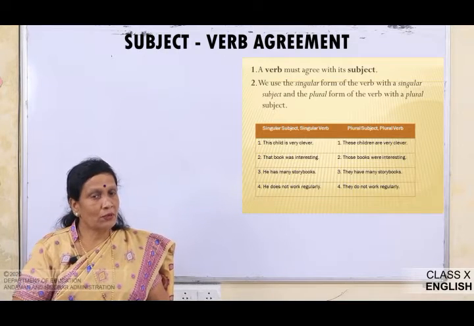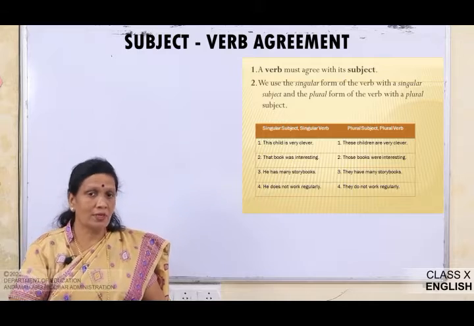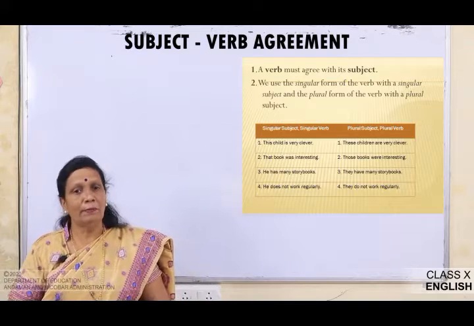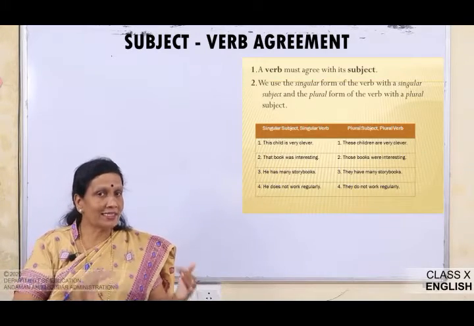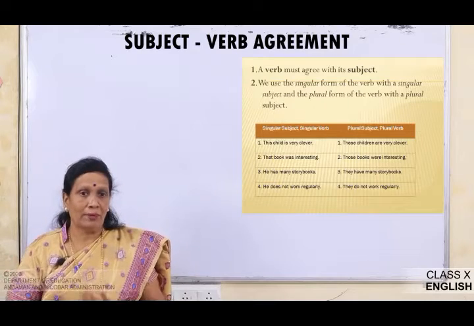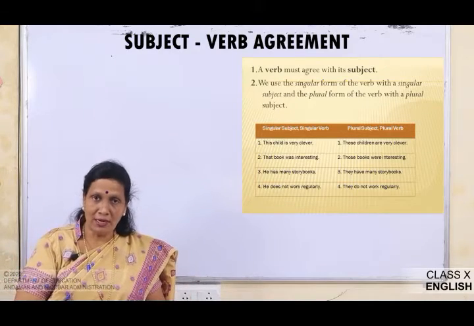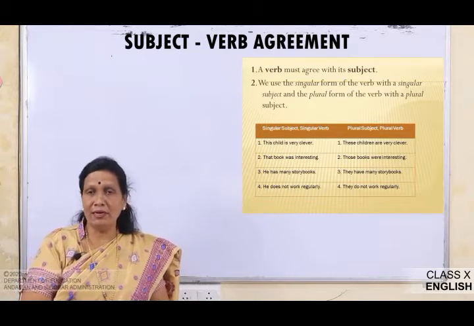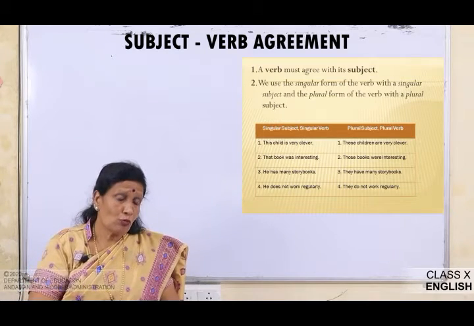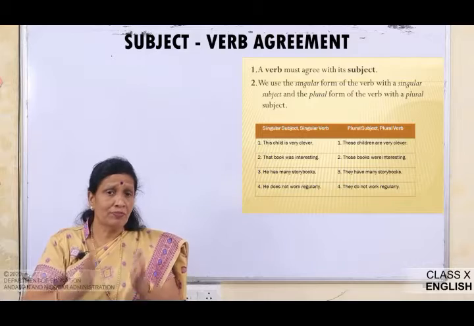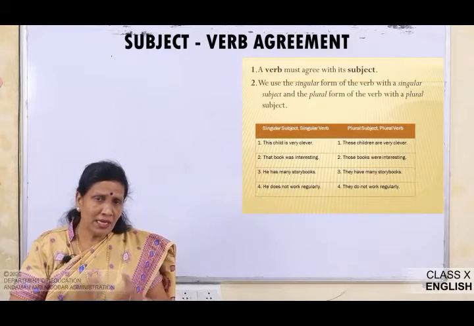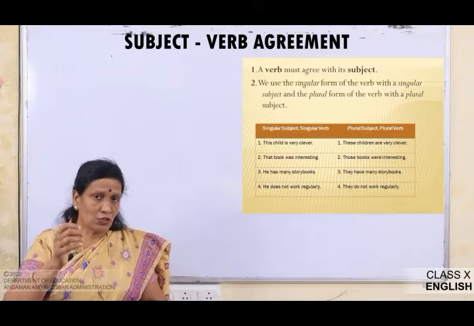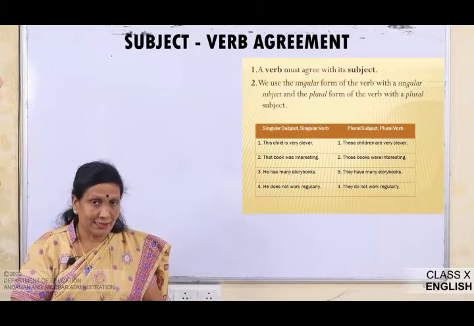He does not work regularly, they do not work regularly. So we use does with the singular form and do with the plural form. In the same way, has with the singular and have with the plural. Was for singular and were for plural. Is and are again, is for singular and are for plural. So you must be very careful about the use of these verbs, children. Many a time you make mistakes when you get multiple choice questions or options to fill in the blanks.